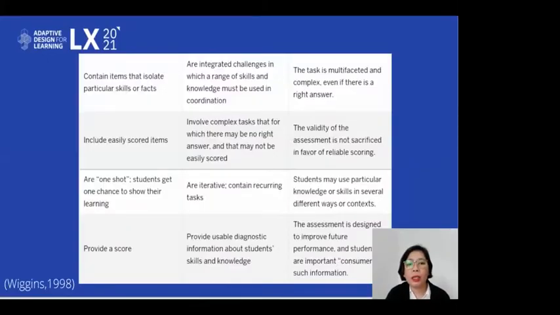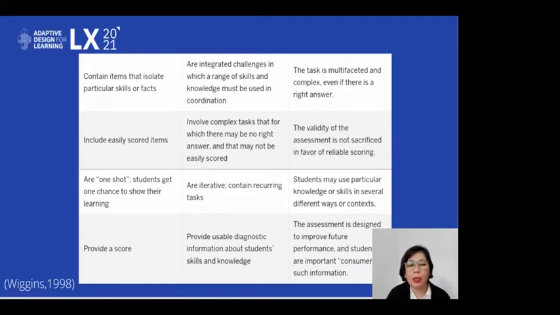Typical test questions contain items that isolate particular skills or facts, whereas authentic tasks are integrated challenges in which a range of skills and knowledge must be used in coordination. So it's the total package being required in the authentic tasks. For typical test questions, they include easily scored items. For authentic tasks, they involve complex tasks for which there may be no right answer and that may not be easily scored. So that's why we need to have rubrics prepared.